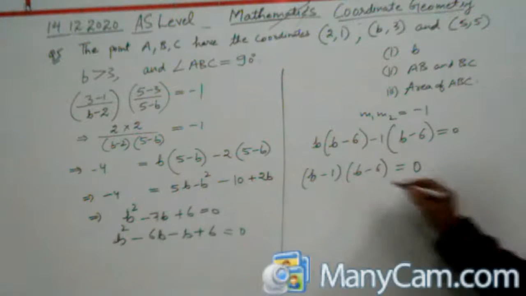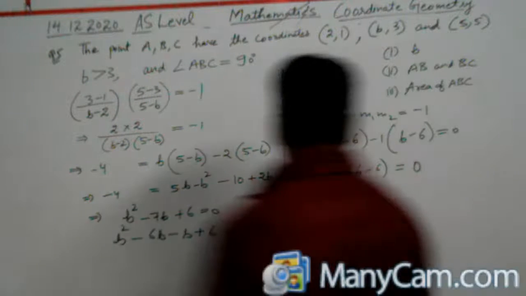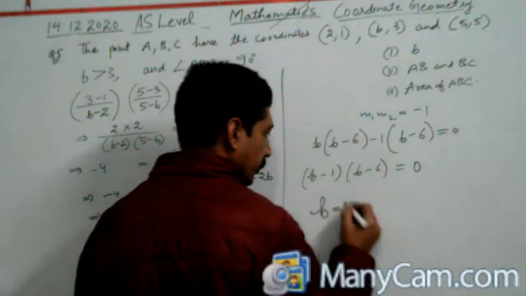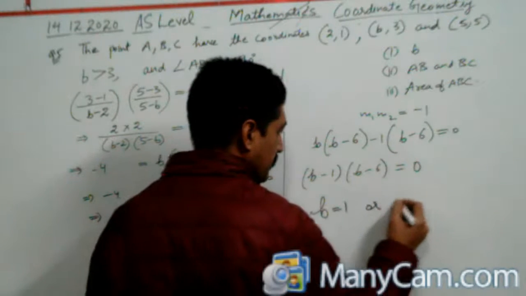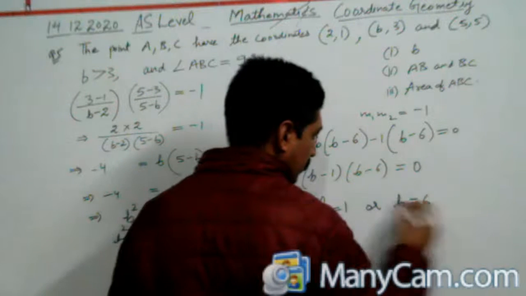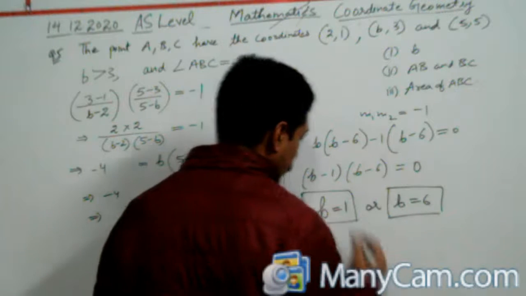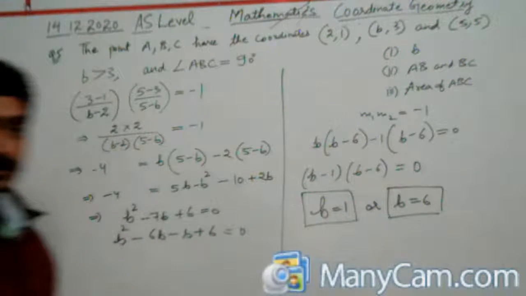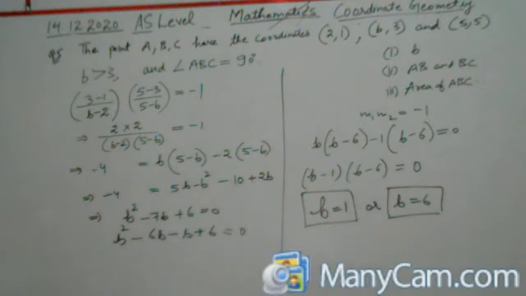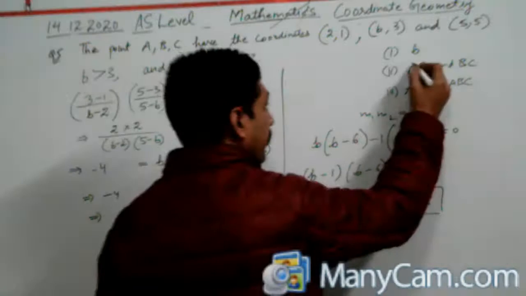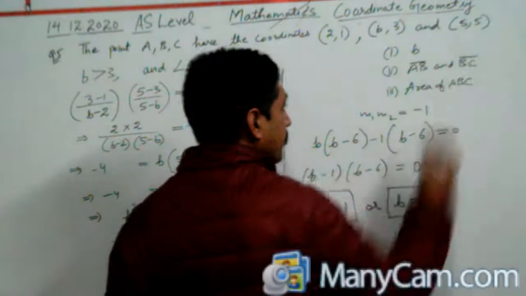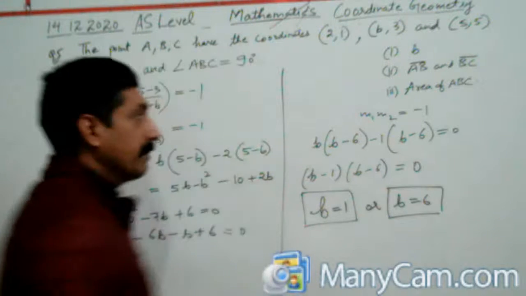So either b is equal to 1, or b is equal to 6. These two values we have, so we can check for b is equal to 1 and b is equal to 6, right? So here AB and BC, we will find the distance formula for AB and BC, and the area of triangle ABC also.